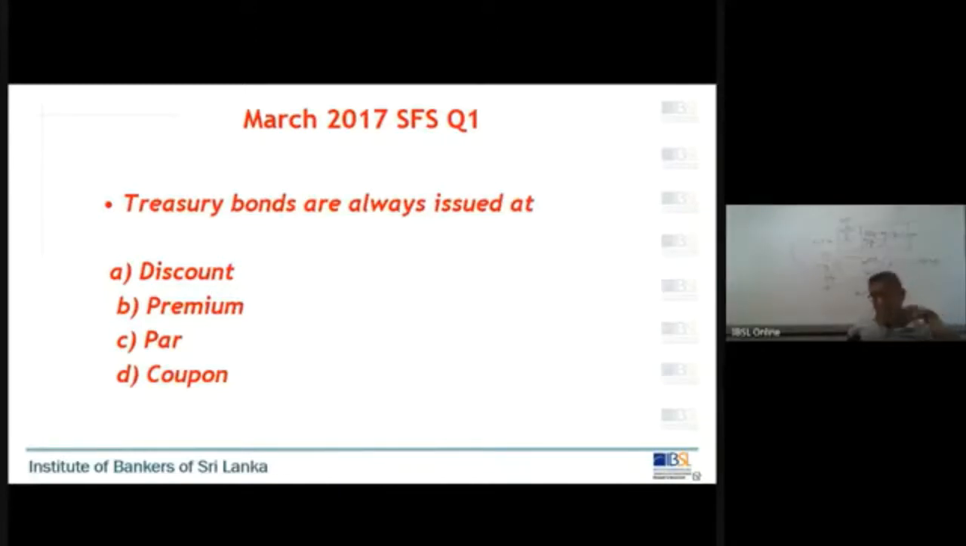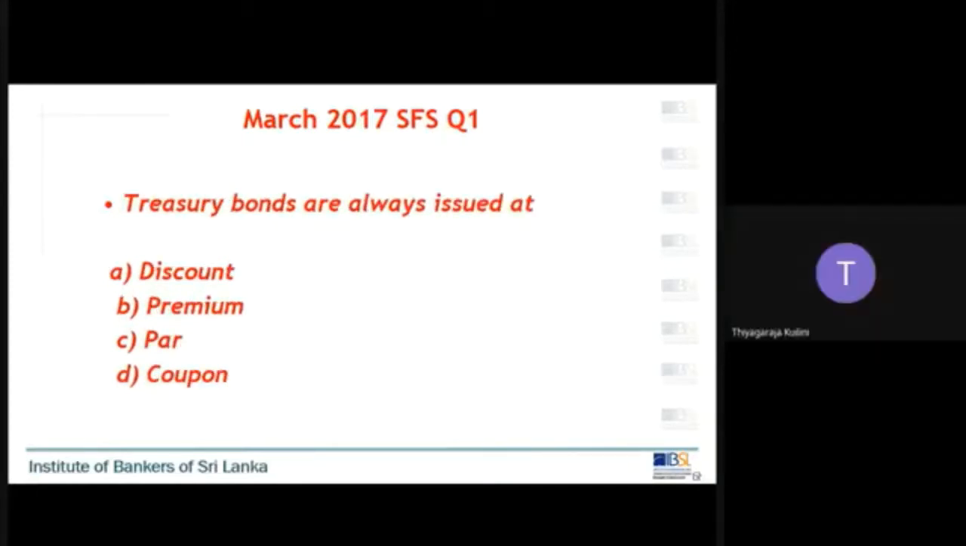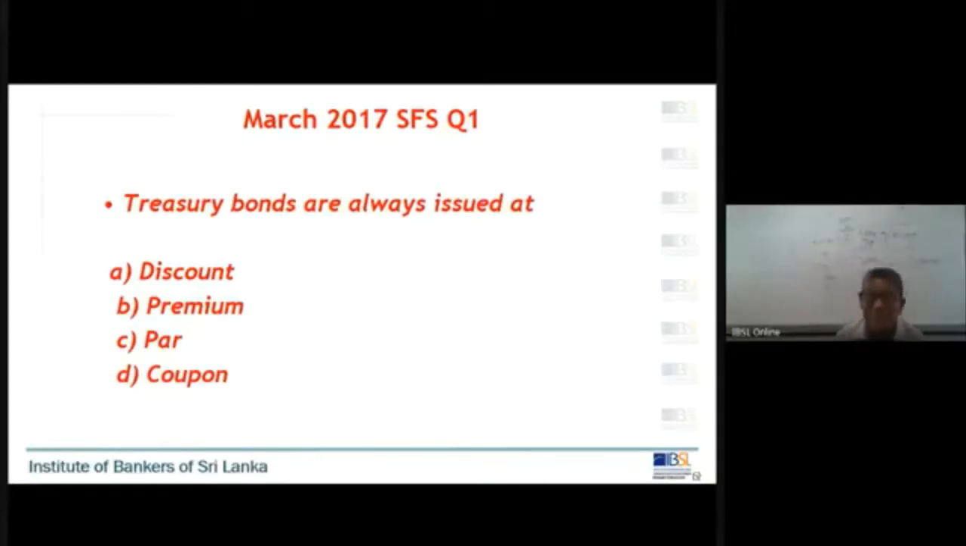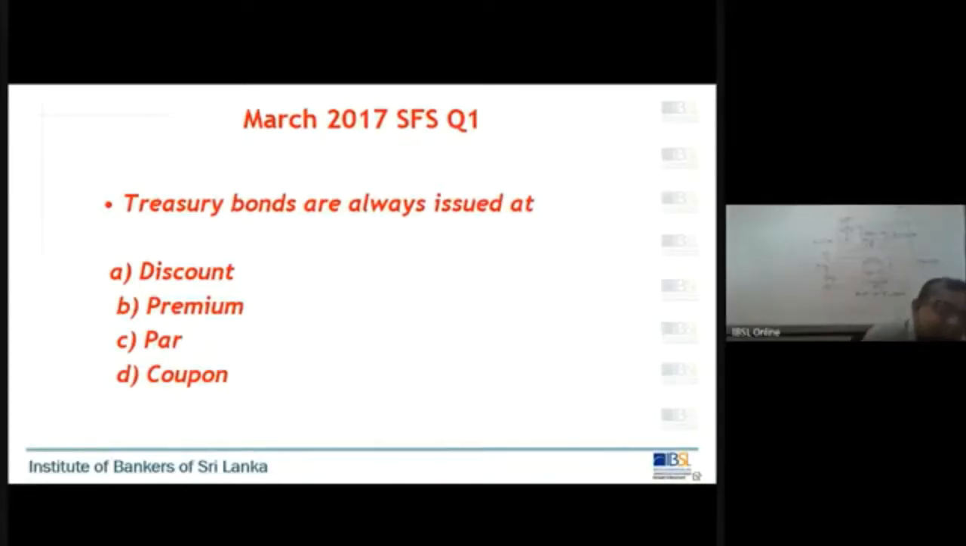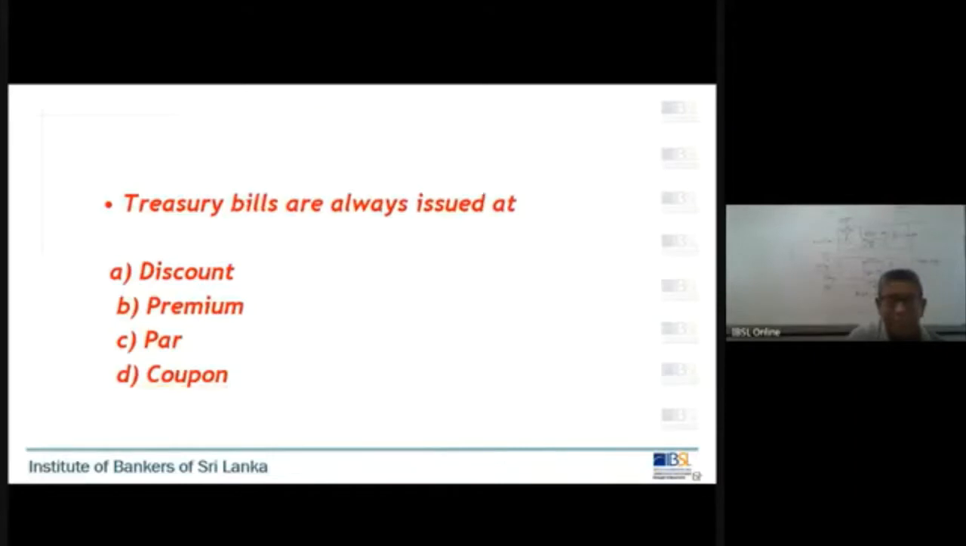Treasury bonds are always issued at what? So look at the question. Primary dealers? Coupon? What is the mode of payment? Now you have to look at the question and look at the answer. Issued at. Somebody tell me the correct answer. Okay, forget about that. Look at this. Treasury bills are always issued at what?